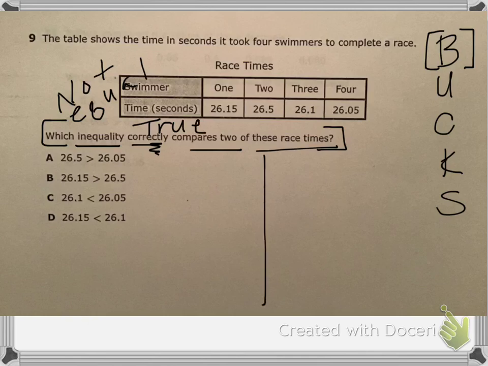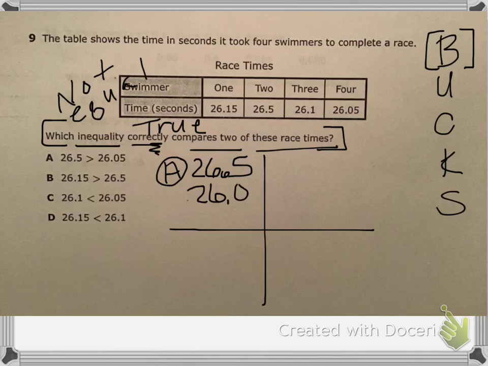So A, I'm going to put a 4 square box here, and I'm going to put answer choice A here. I'm going to line these up by decimal point. So I have 26 and 5/10, and then 26 and 5/100. Now when I look at these, the answer choice A tells me that 26 and 5/10 is greater than 26 and 5/100. So we're going to start at the left. They're both 2's, so we move next door. They're both 6's, so then we have 5 and 0. The 5 is greater than 0, so this is a true statement.